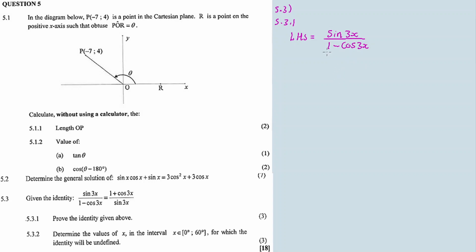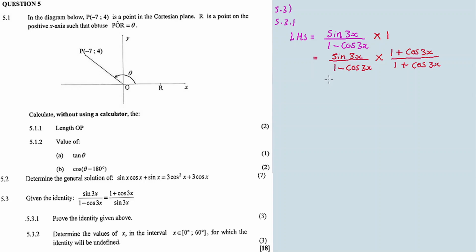Sin 3x over 1 minus cos 3x, multiply by what? By 1. There's something we do in SATs, right? Back in grade 11 there was something we did called rationalizing the denominator. So here we are sort of rationalizing our denominator, but in this way.